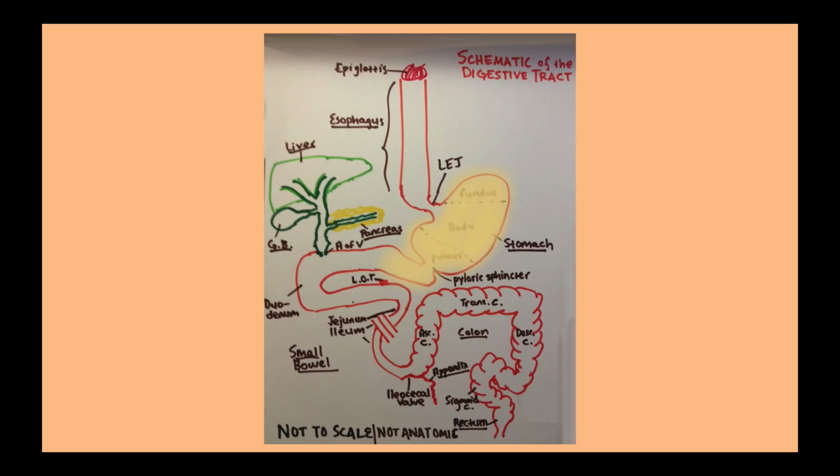So here we are in our digestive tract. We're going to be focusing on the stomach and the first part of the small intestine, otherwise known as the duodenum. So you can have ulcers either in your stomach or in your duodenum. They're a little bit different. However, for the most part, you can't really tell them apart clinically.